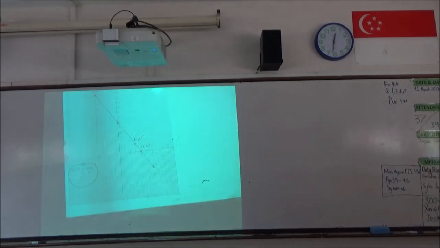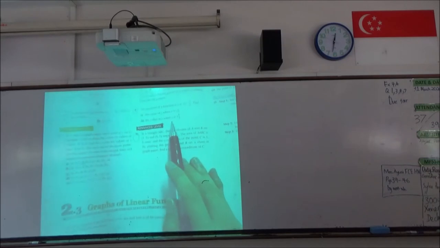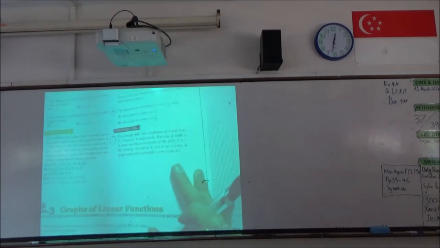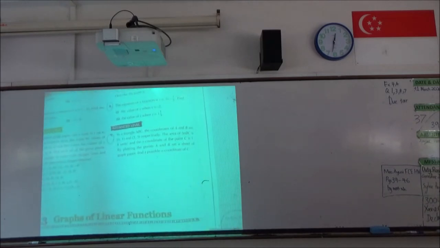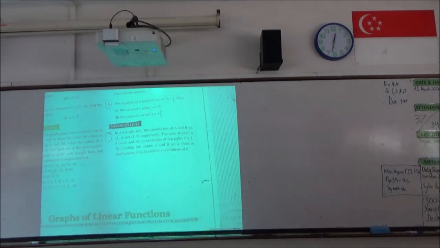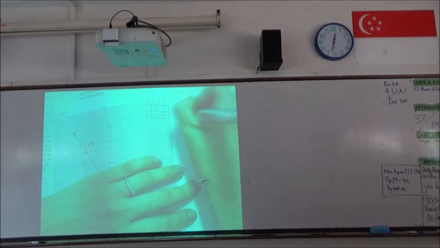Question 8. In exercise 2A, I didn't provide the answers, but some of you did get it wrong. So for exercise 2A, question 8, this is the question itself, to find out the value of y and x. The equation of the function is this. Find the value of y when x equals negative 2. So you put in x equals negative 2 over here. I want you to write your corrections on this white space here. Exercise 2A, question 8.